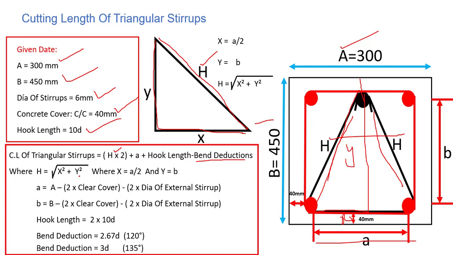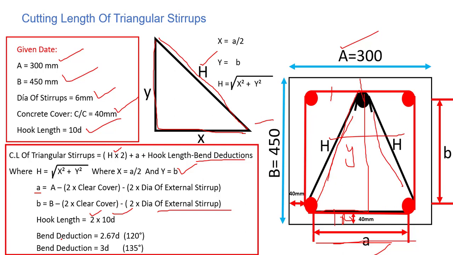So h is the square root of x square plus y square, where x is equal to the total a divided by 2, and y will be equal to b. b is basically right from this position up till here. Now small a will be equal to large A minus 2 into clear cover minus dia of external stirrup. And b will be equal to large B minus 2 into clear cover minus dia of external stirrup, at both ends as well. Next, the hook length is 2 into 10D.